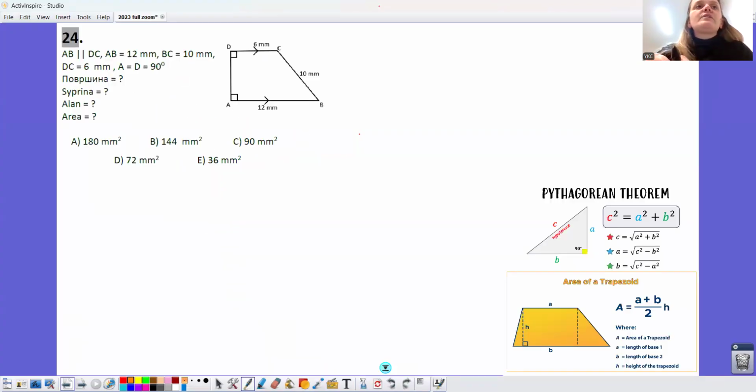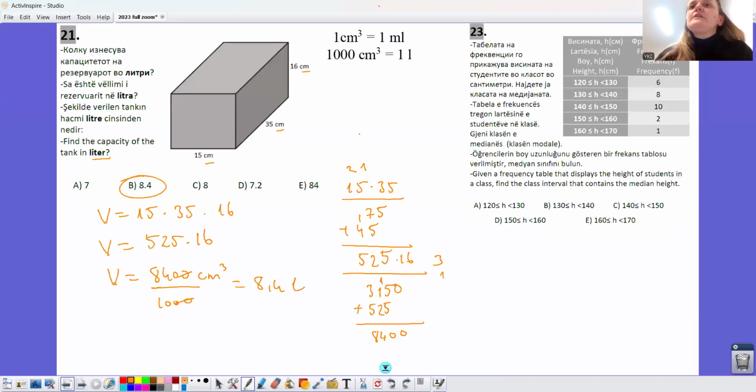Now let's go to the 23rd one. Here it is. So what is given here? Given a frequency table that displays the height of students in a class, find the class interval that contains the median. Here, one more time I'm repeating, you need to be careful about what is given.